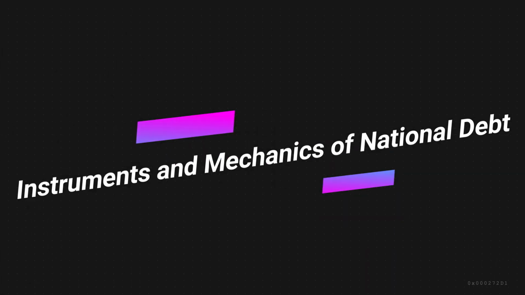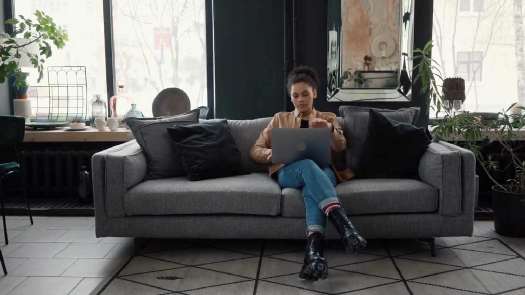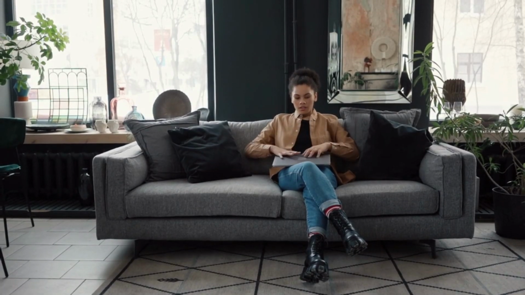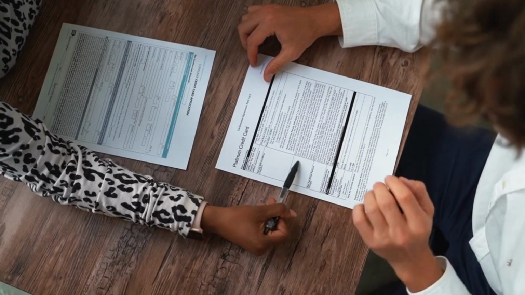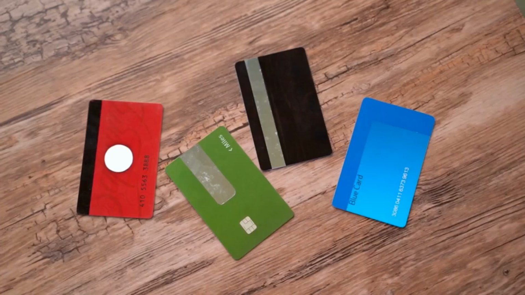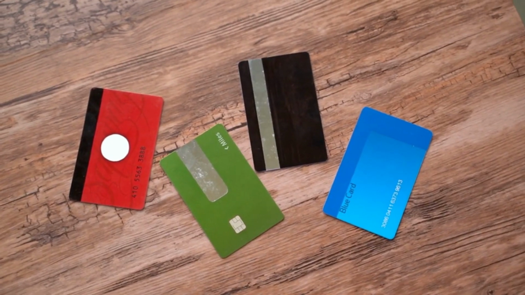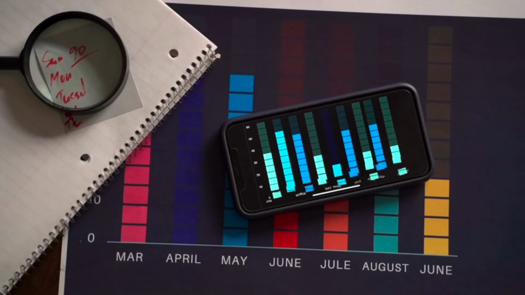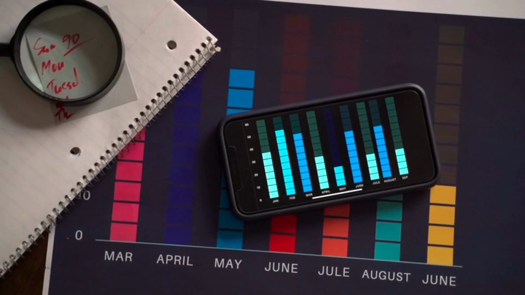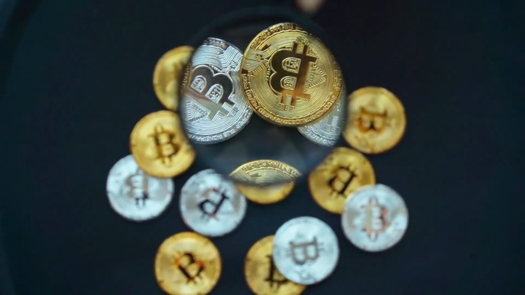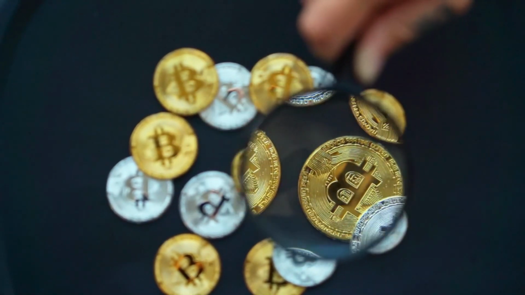Instruments and mechanics of national debt. National debt is primarily issued using two financial instruments, namely bonds and loans. Government bonds are issued in the local currency through the central bank, which auctions them to the public via selected financial institutions. Loans, on the other hand, are extended by commercial banks as syndicated loans to national governments.